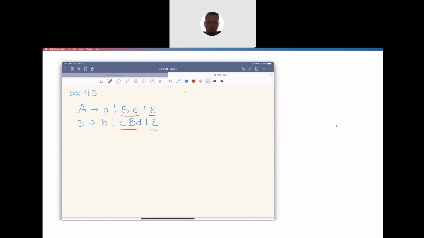So if I say first of x, and I do that. If I have A, well, that's the terminal. We know that the first of a terminal is just a terminal. If I have B, E, we'll come back to that one. Epsilon is just epsilon. Little b is just b.